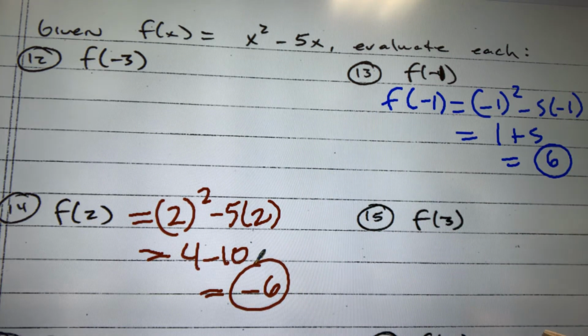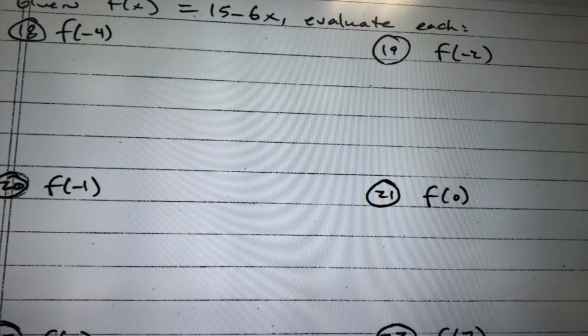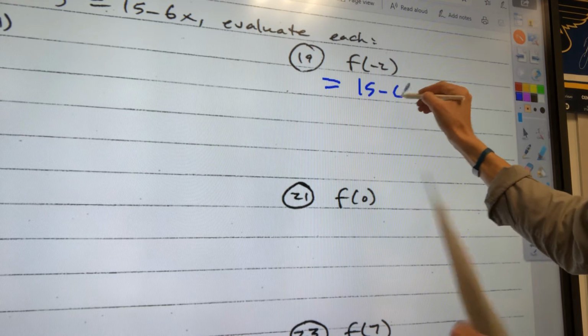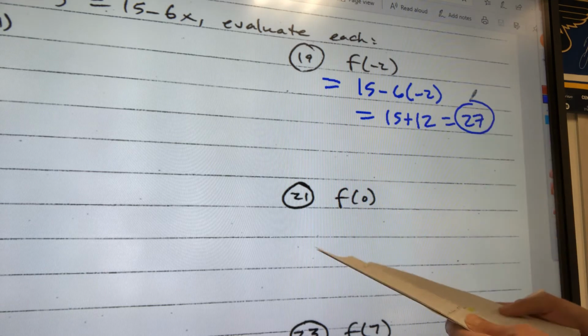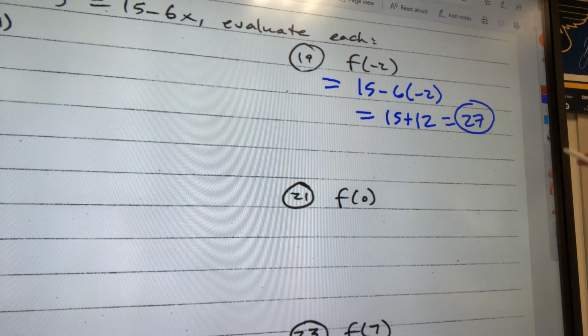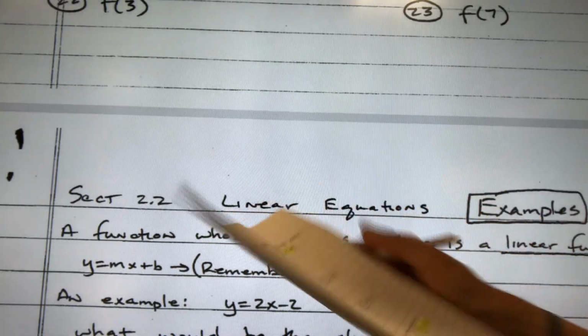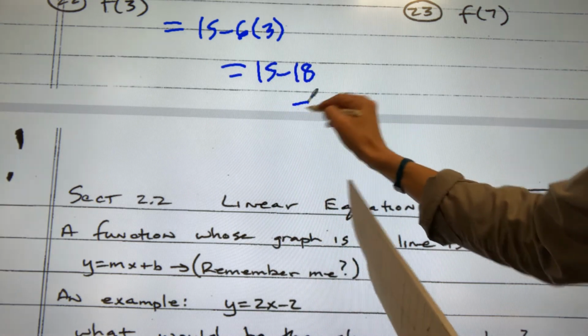All right. Let's take a look at 19 and 22 to finish this. Number 19, f of -2 is going to be 15 minus 6 times a -2, which is 15 plus 12, 27. Again, pause there. F of 3, 15 minus 6 times 3, 15 minus 18, which is a -3.